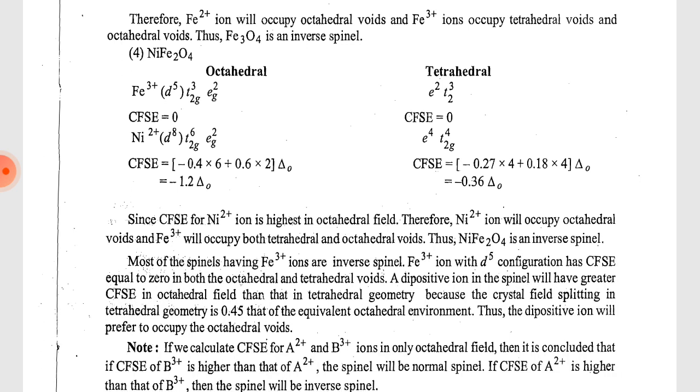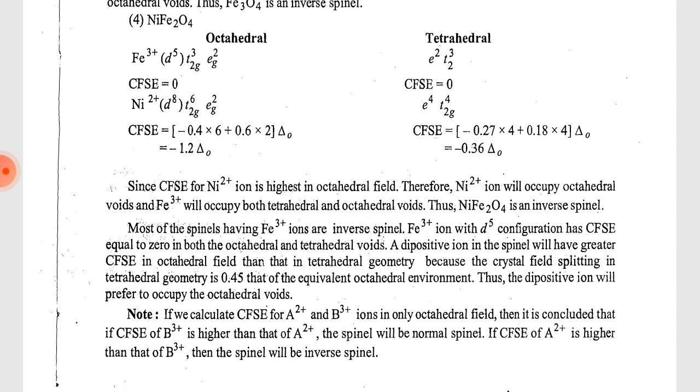octahedral void and Fe3+ ion will occupy tetrahedral void and octahedral void. Thus Fe3O4 is an inverse spinel.